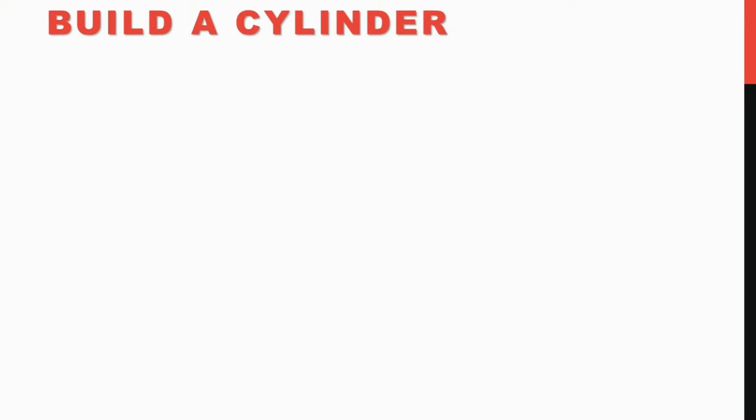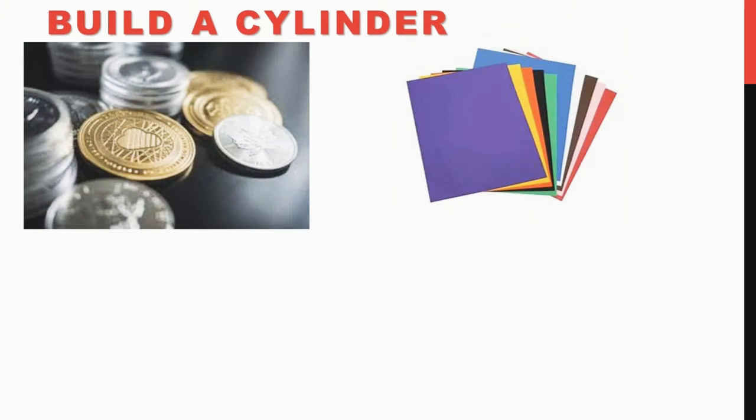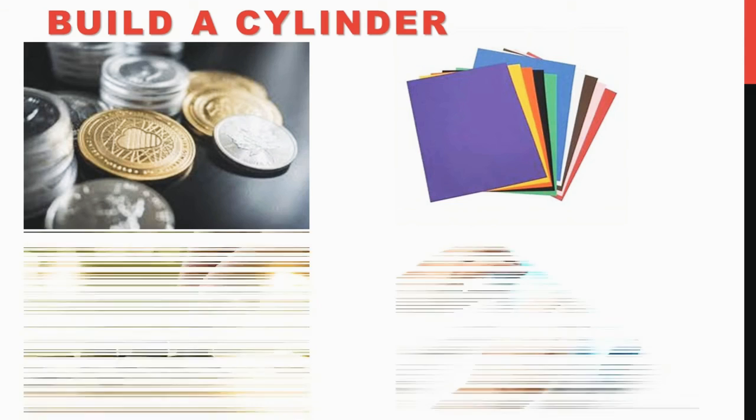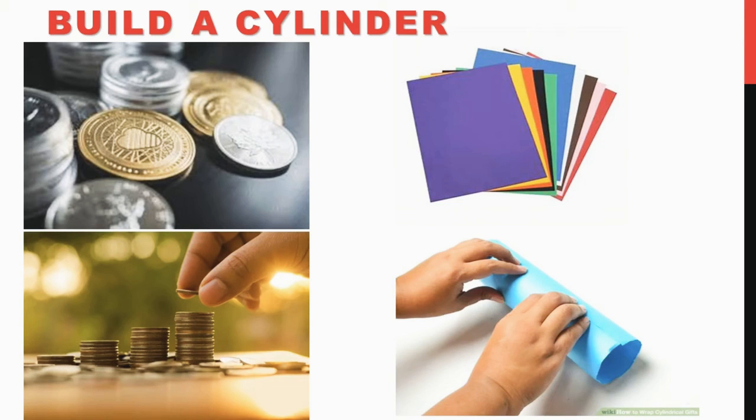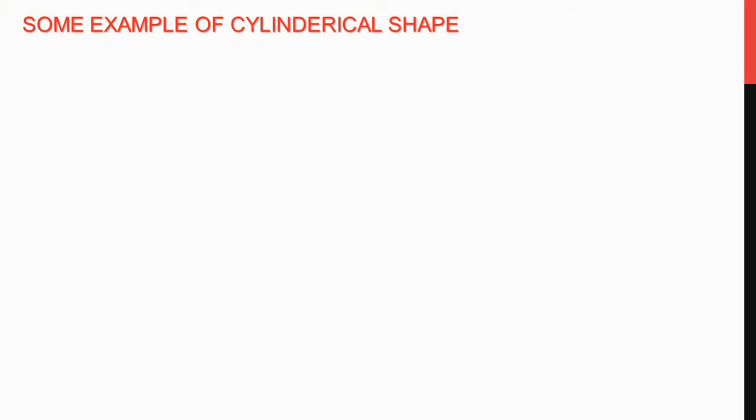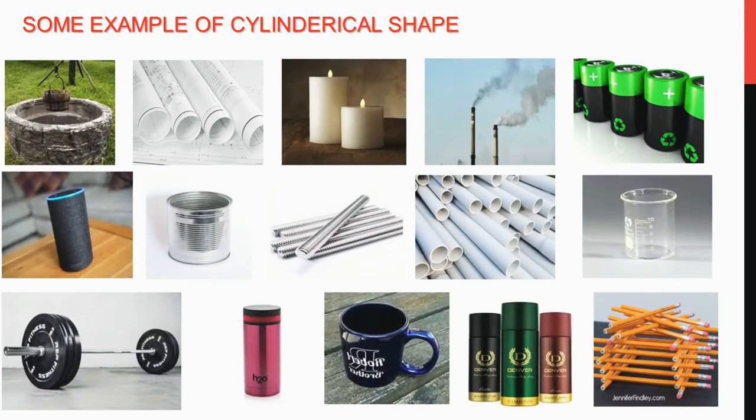How can you build a cylinder? Using a coin and paper. Place the coins one over the other and roll the paper as shown here. We get what is called a cylinder. Here in this slide you can see some examples of cylindrical shape.